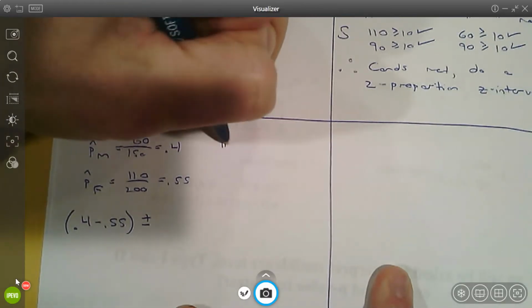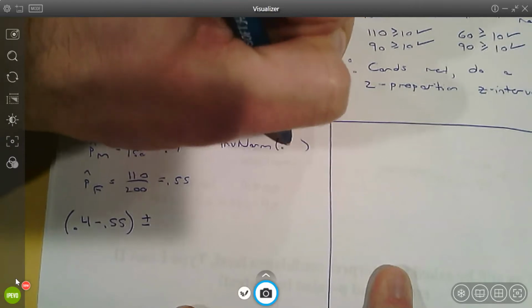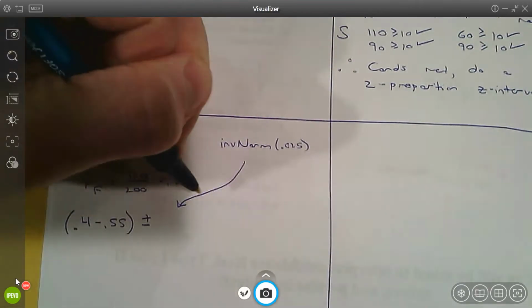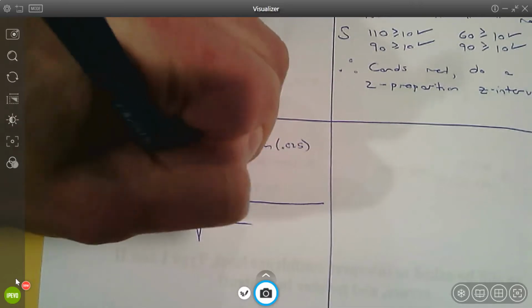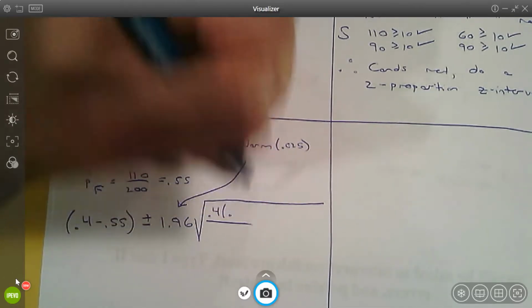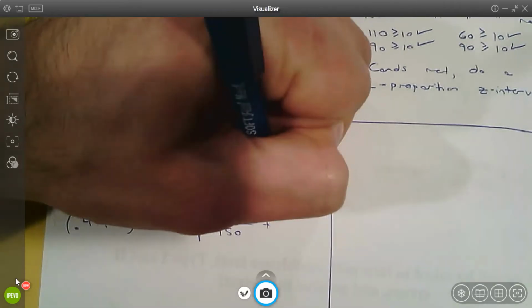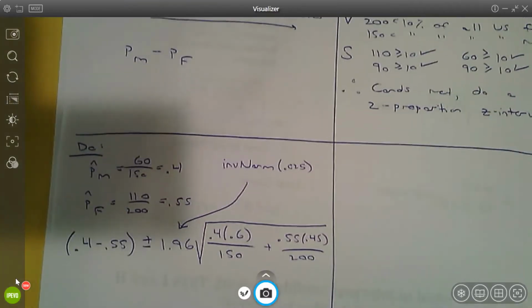Now my critical value, I'm going to get from doing inverse norm. If I have 95% of the data in the middle, I have 2.5% in each tail. That's going to give me this critical Z value of 1.96 times the standard error. So I'm taking my male proportion times its complement divided by the male sample size plus the female proportion times its complement divided by the female sample size. I'm adding the variances and taking the square root.